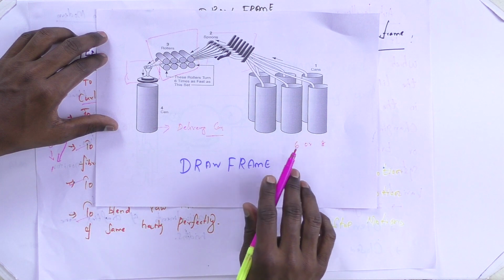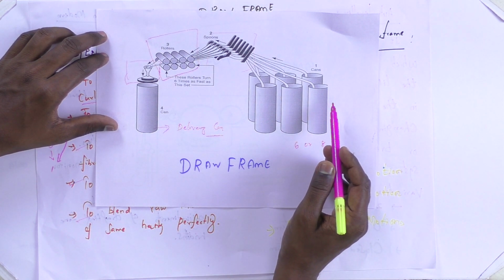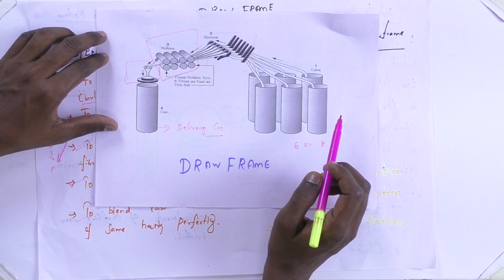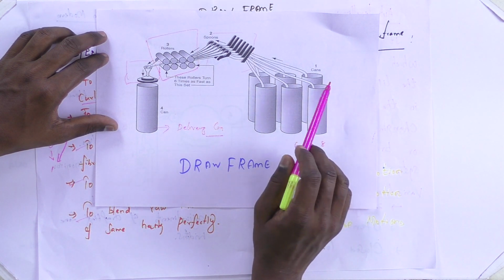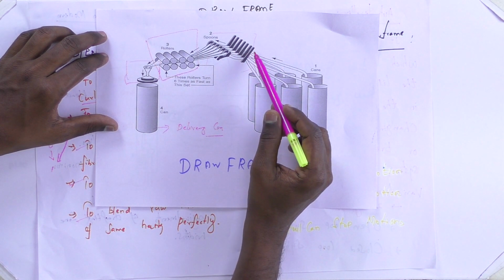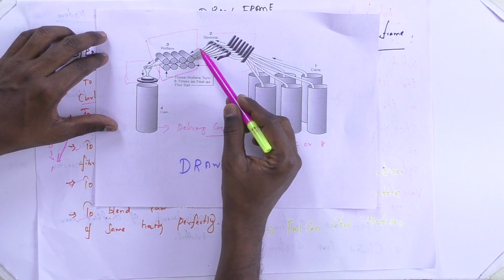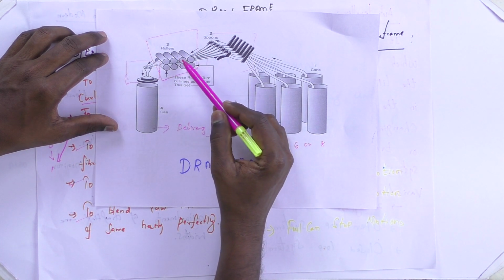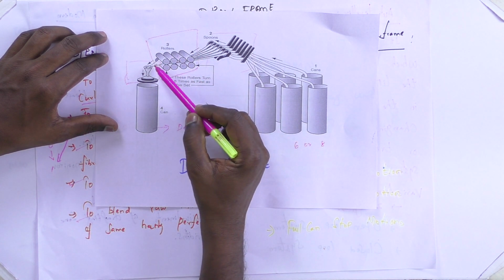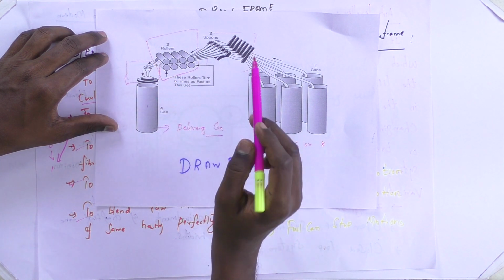So this is one type of old type of draw frame. We can place 6 to 8 carding sliver cans in the cleaning area. All the slivers are combined together, pass through the cleaning unit and reach the drafting unit. Here draft is applied. So the 8 slivers are combined together and converted into one sliver by the coil arrangement and deposited in the cans.